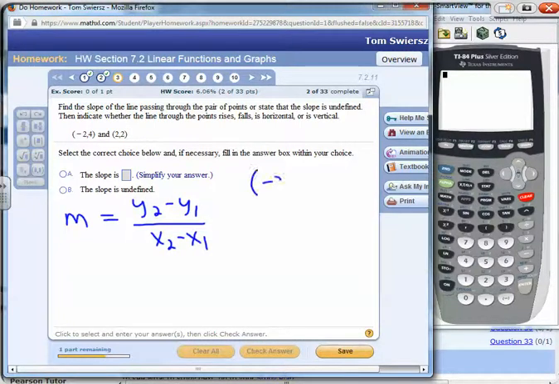I write the 2 points, negative 2, 4, and 2, 2, and then this is my x1, y1.